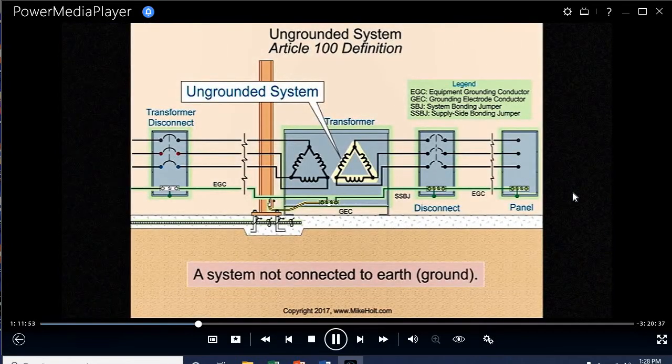Matter of fact, right here, I need to show another graphic like this, Mike, except I'm going to make it Y delta, and I'm going to have the primary going into the Y primary, and then this delta is going to go into the secondary, and that would be another example of an ungrounded system. So that would be separately derived. And I want to add another graphic in separately derived, showing an ungrounded delta system as another separately derived example. So we get them all.